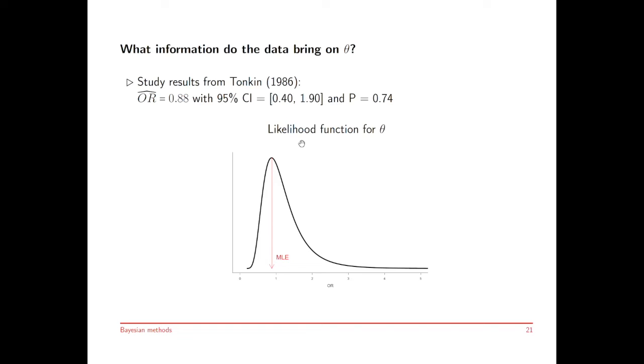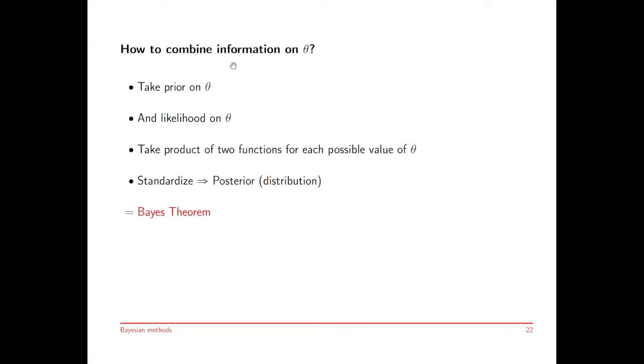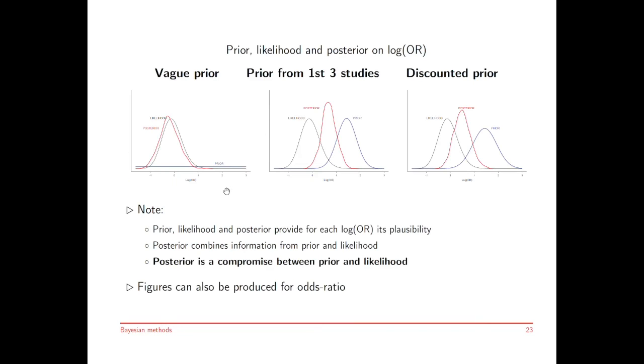So now we have 2 sources of information on theta, the prior and the likelihood. What we do is combine these by simply taking the product of these two functions for each possible value of theta. And we standardize it, because we want, at the end of the day, again, a density. And that's Bayes' theorem. Graphically, we get the following.